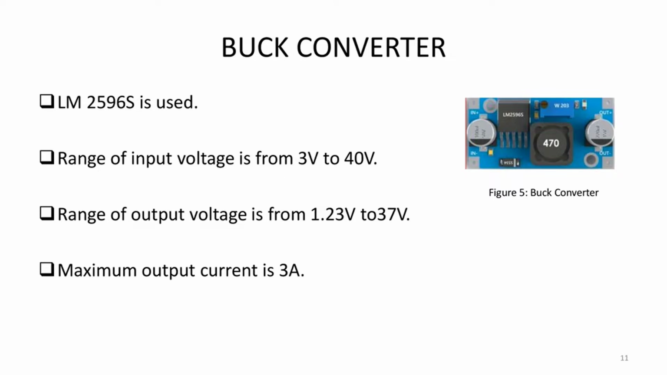Next we have used the buck converter, that is the LM2596S. The range of the input voltage is from 3 volt to 40 volt and the range of the output voltage is from 1.23 volt to 37 volt. The maximum output current is 3 ampere.